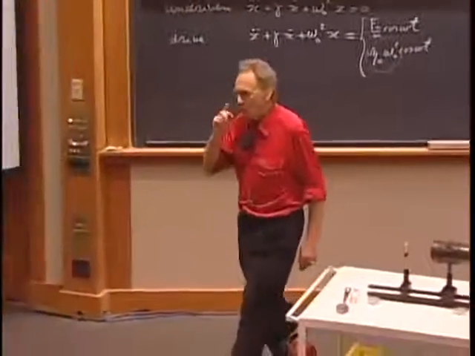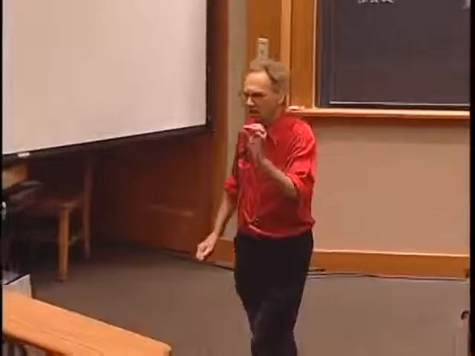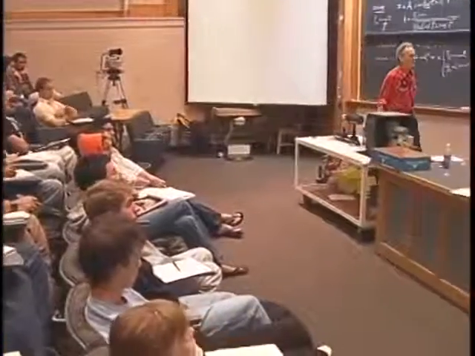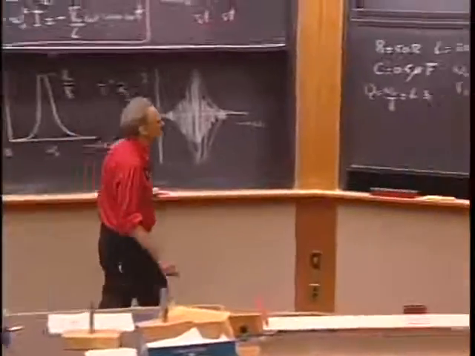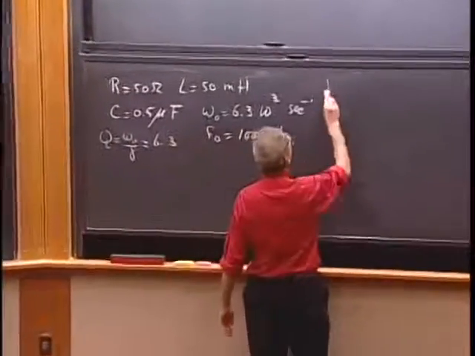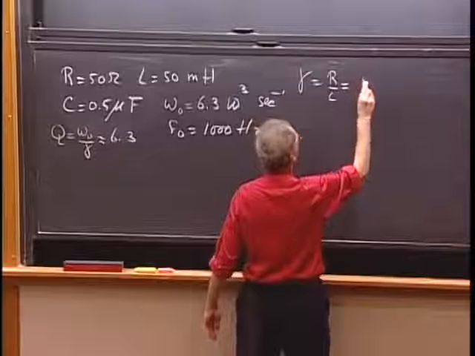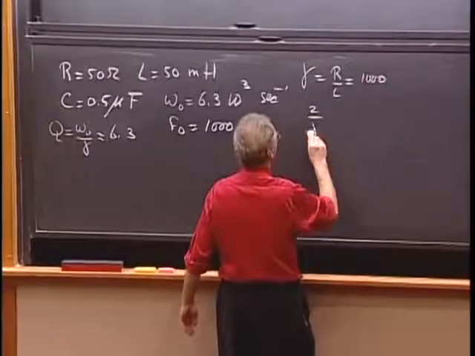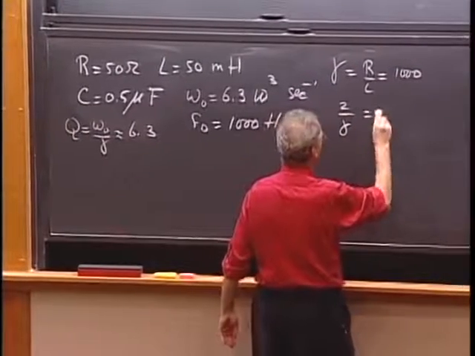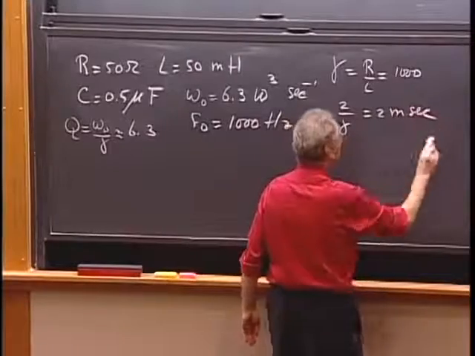Yes. What is 2 over gamma, which is the 1 over e decay time? What is 2 over gamma? Oh, I didn't write down what gamma is. Gamma is R over L, right? Gamma is R over L, which is 1,000. So 2 over gamma, which is the 1 over e decay time, is 2 milliseconds.